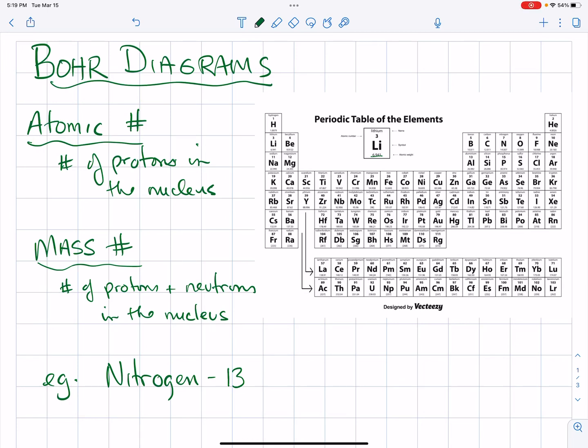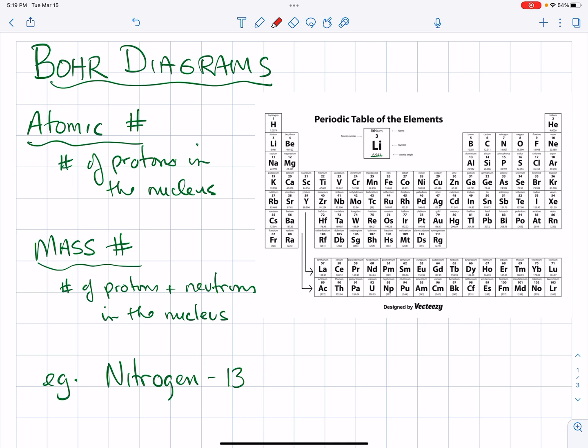In today's video, we're going to look at how to construct a Bohr diagram for an element and how to draw energy level diagrams, a related idea. Before we jump in, let's just quickly review some important concepts.